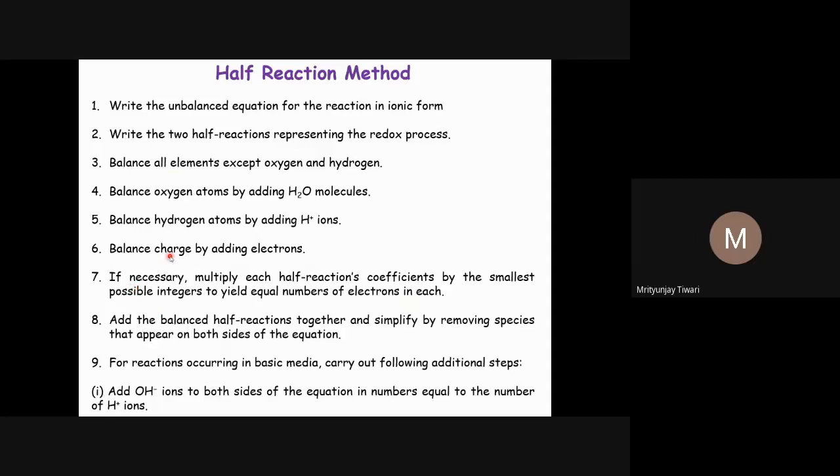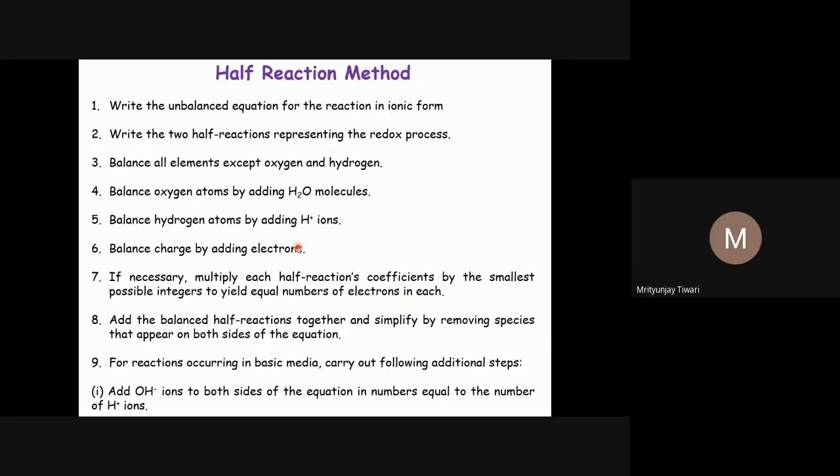Then we balance charge by adding electrons. We look at the net charge on the left hand side and the net charge on the right hand side, and based on that we decide the total difference in charge, and which side has less anionic charge, or more cationic charge. Accordingly, we add that number of electrons to balance charges.